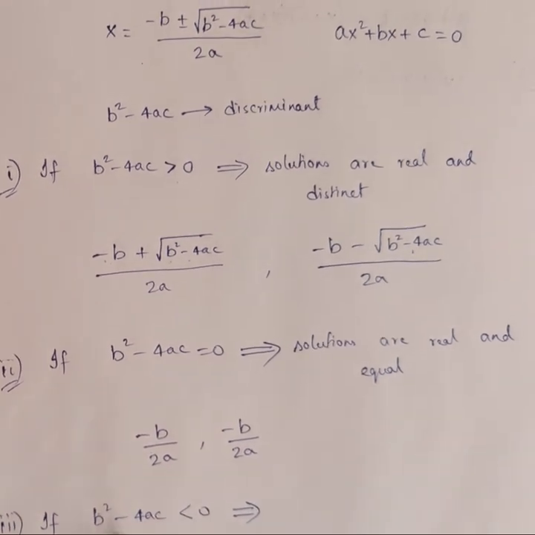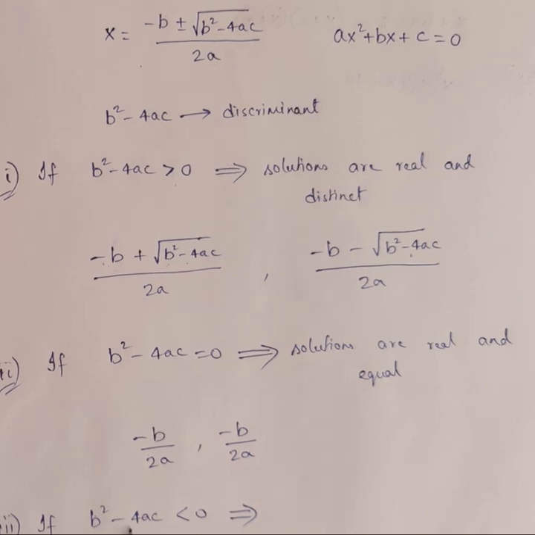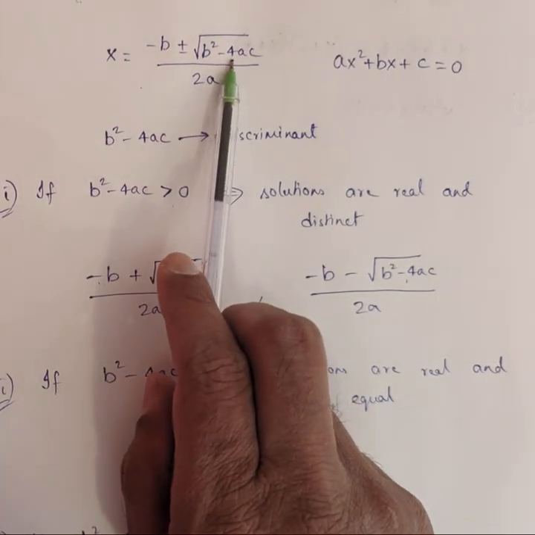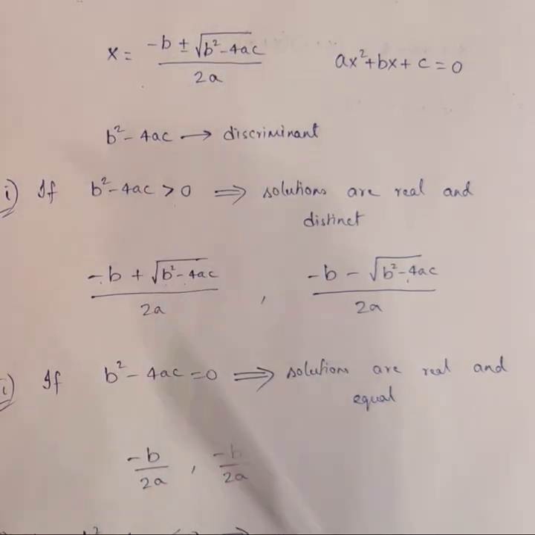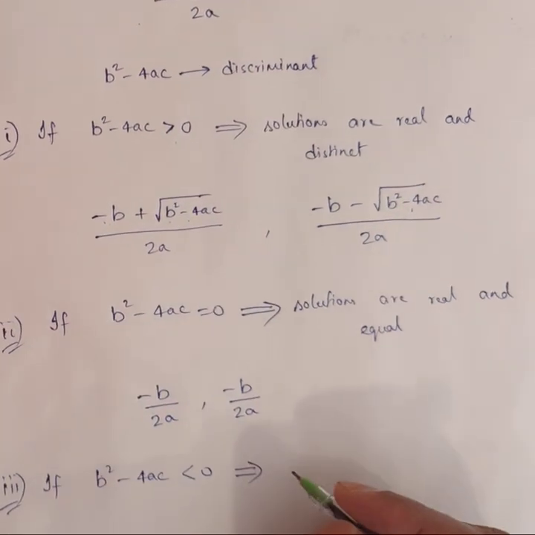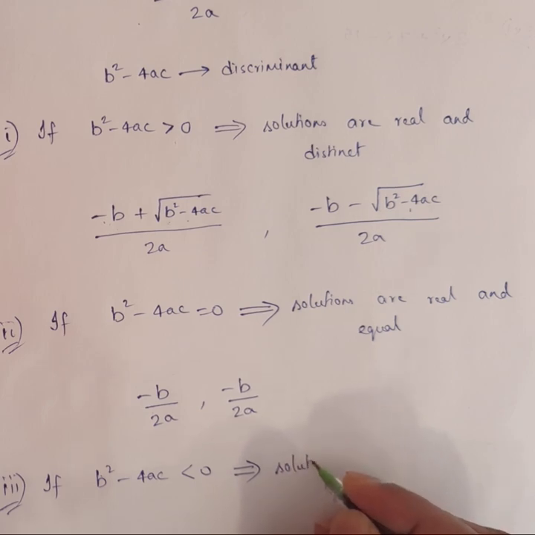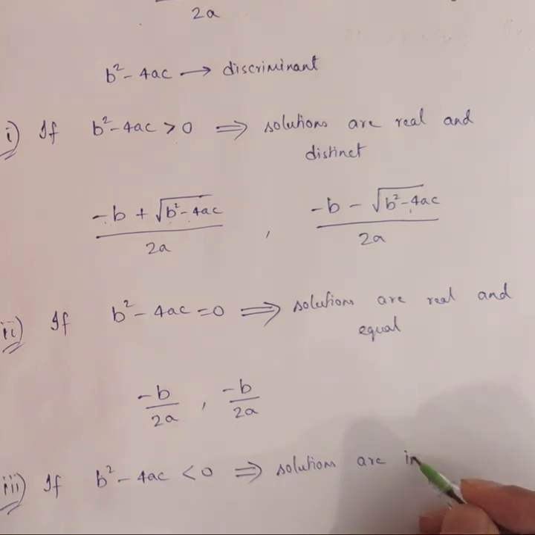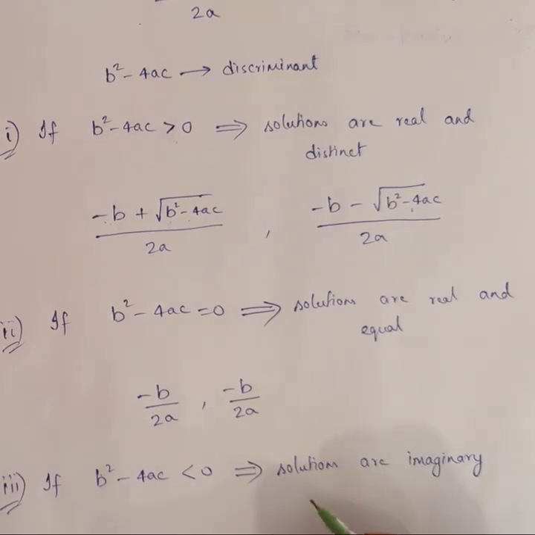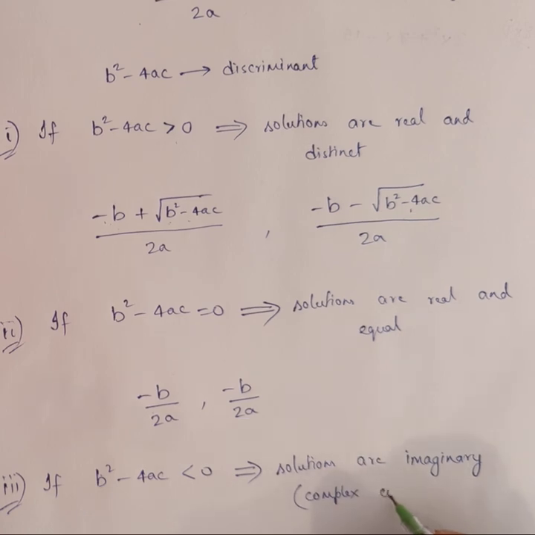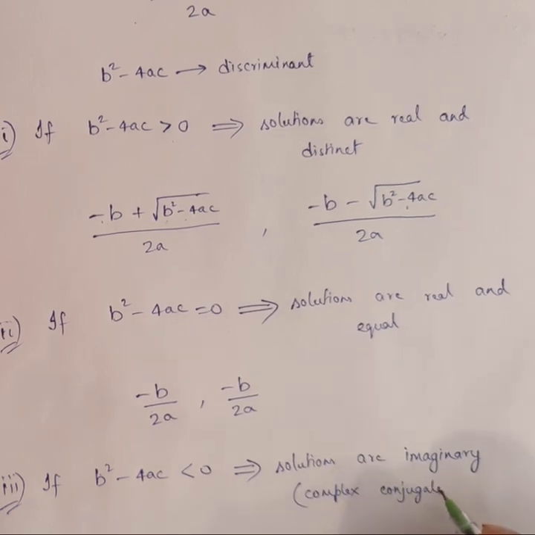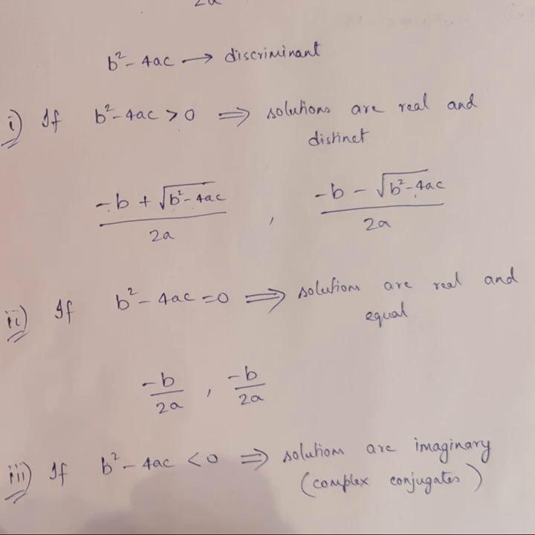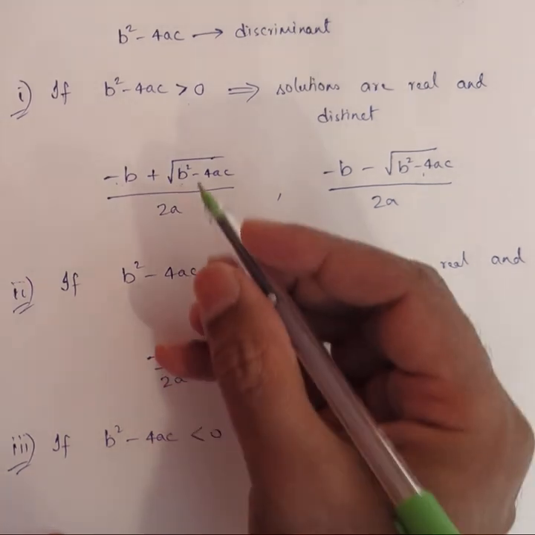So if b squared minus 4ac, if the discriminant is negative, that means you have a negative under the square root, which means you are going to have imaginary solutions. So solutions are imaginary. And in fact, I can say that they are complex conjugates. Complex conjugates. So let's actually write down the solution.